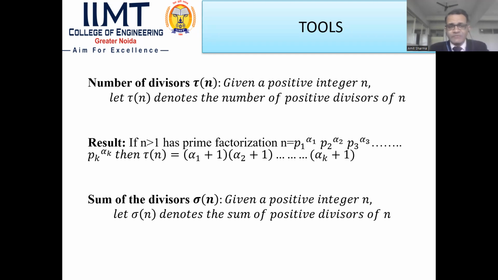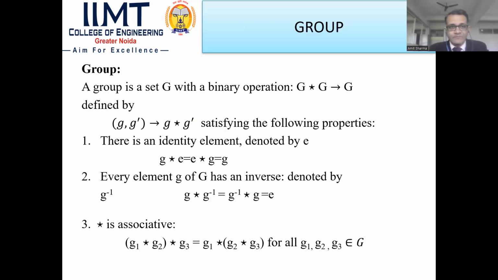Now, the next tool is the sum of divisors, denoted by sigma n. Given a positive integer n, let sigma n denote the sum of positive divisors of n.